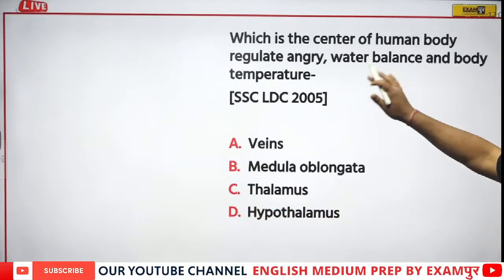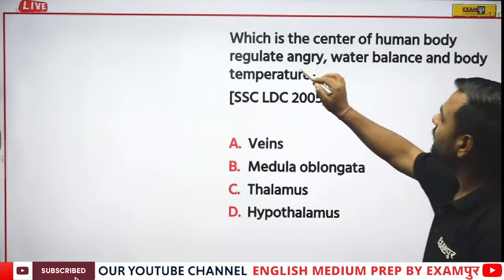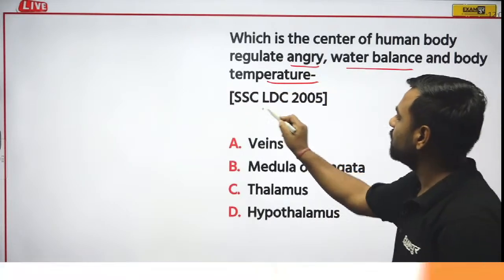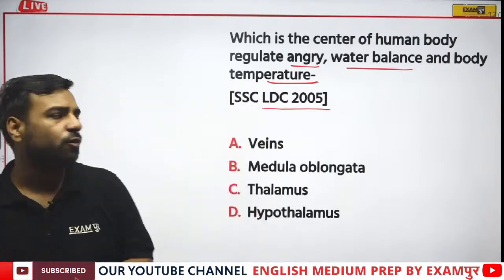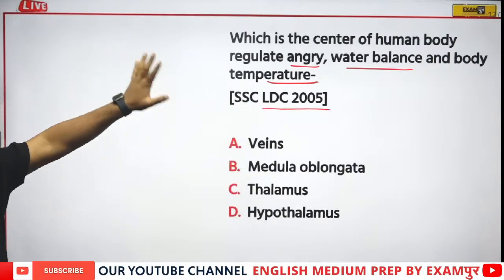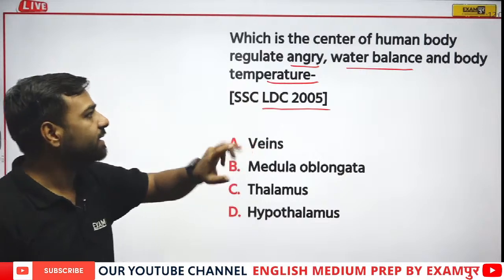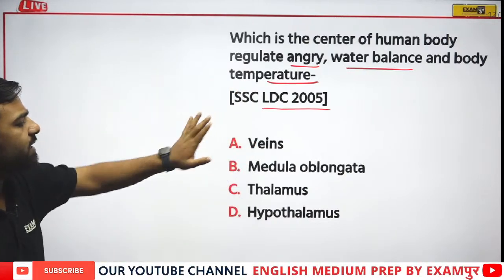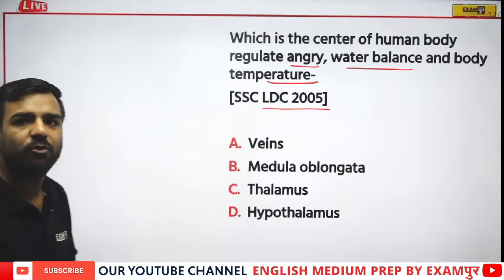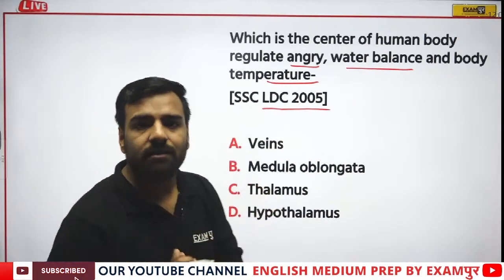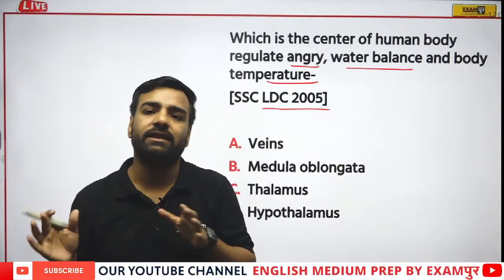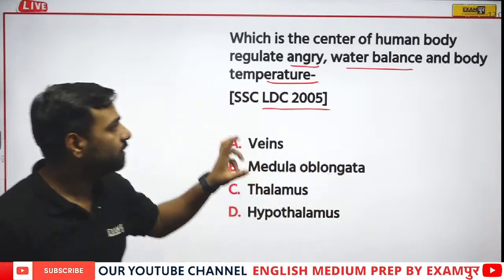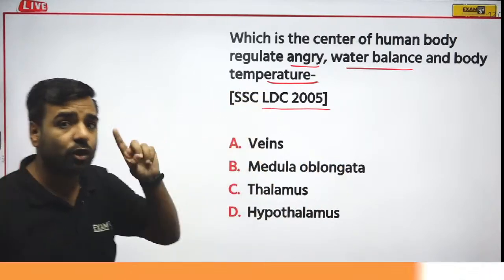Next, which is the center of the human body which is regulating anger, water balance, and body temperature? Now this question is from LDC 2005. Let's see who will give this answer. I'm talking about your anger, water balance, and also your body temperature. What would be the correct answer? Will it be pons, medulla oblongata, thalamus, or hypothalamus? Now just think about the explanation which we have just gained. What I've told: I'm talking about anger. Then there's water balance. I was talking about thirst.